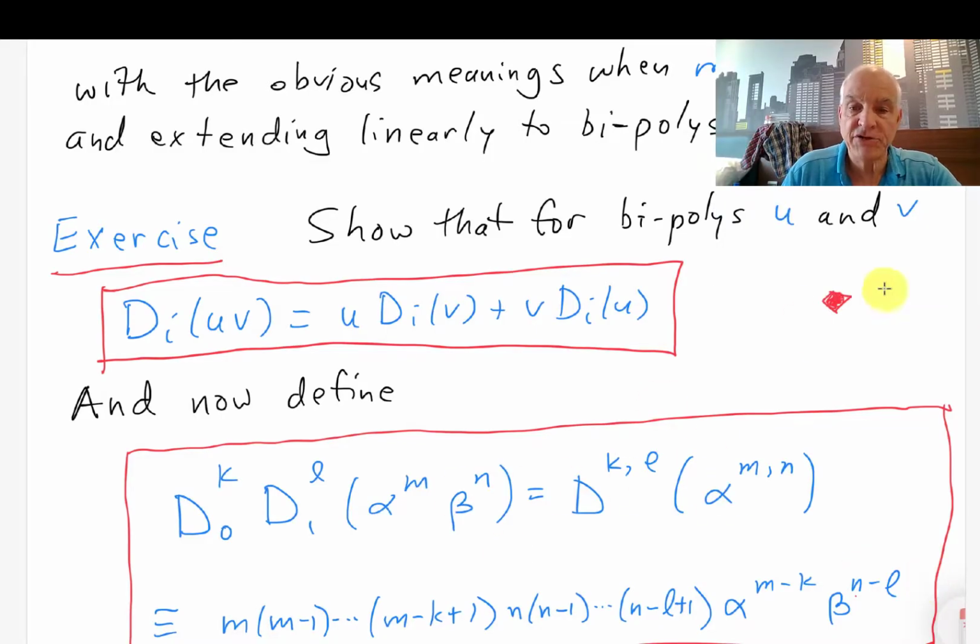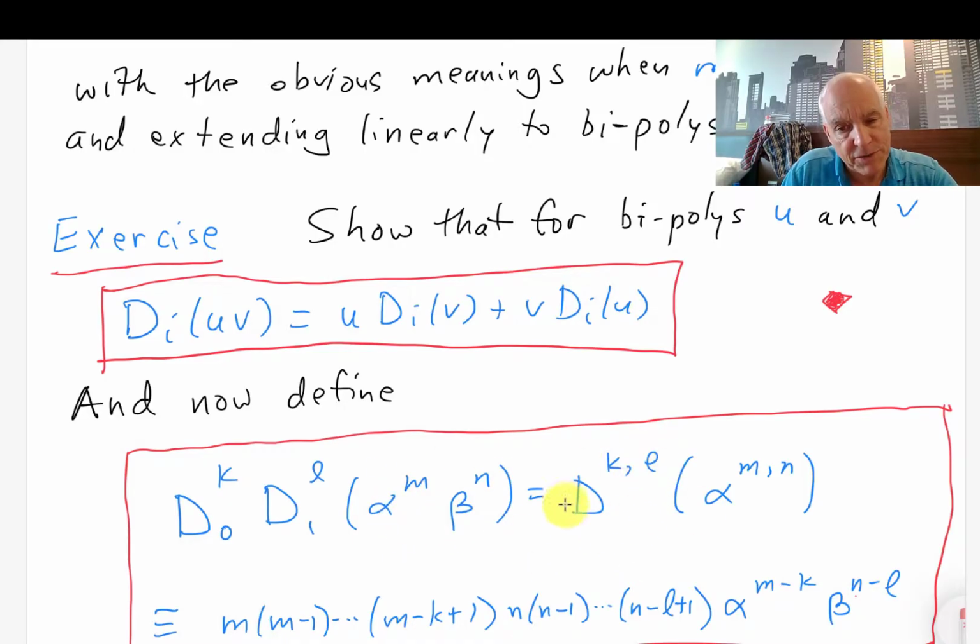Okay, so here's a little exercise for you. Show that if you have two bipolys u and v, that we have a familiar kind of product rule for any one of these partial derivatives. D sub i of u v equals u d sub i of v plus v d sub i of u. Okay, and now that we've got these d0s and d1s, well, we can apply powers of them. So we can apply d sub 0 to the k, d sub 1 to the l, to one of these generic terms.